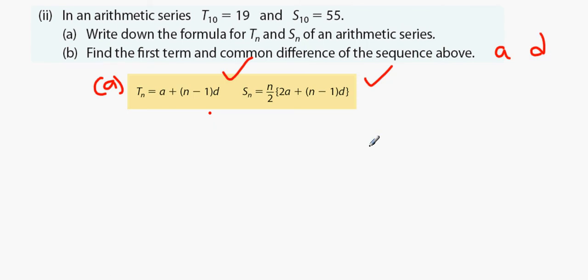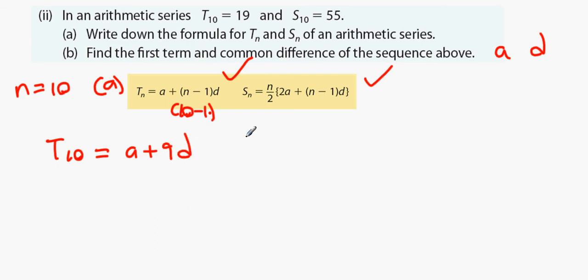So let's write down the information we have. T10. T10 means use the T formula. N equals 10, and we don't know anything else. So Tn equals A plus 10 minus 1, which is 9D, A plus 9D. Okay, that's the first formula, and we know that this has to be equal to 19.